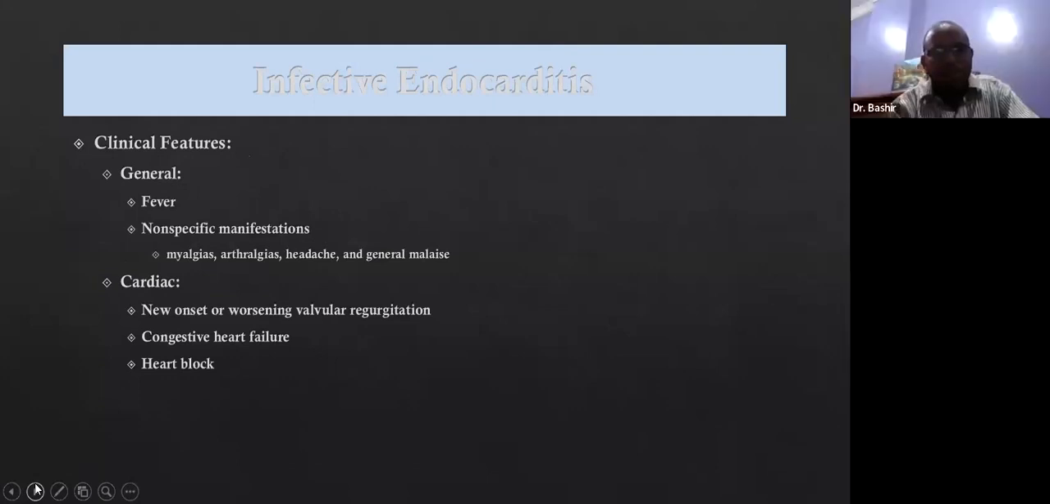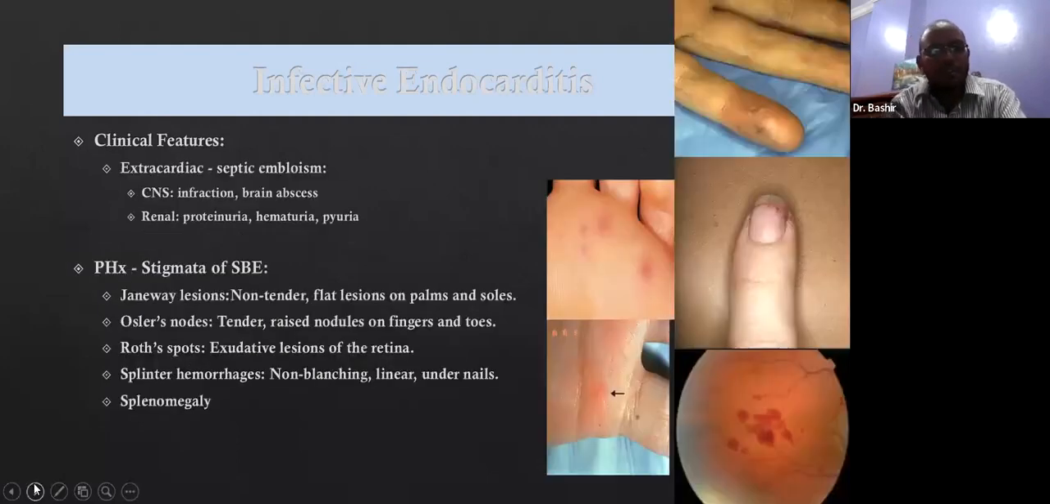Clinical features: generally fever, very high fever, even though if you investigate with the normal tests, chest X-ray and so on, everything will be negative. Non-specific manifestations include myalgia, arthralgia, headache, and general malaise. Cardiac: you will have new onset or worsening of heart murmur or valve regurgitation, congestive heart failure, or even heart block. Extracardiac features include septic embolism. CNS involvement can sometimes lead to infarction or brain abscess. Renal: proteinuria, hematuria, and pyuria.